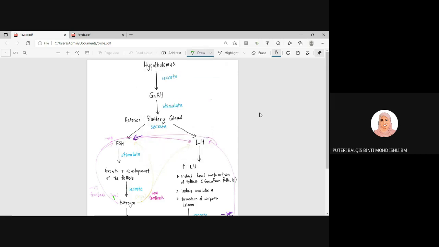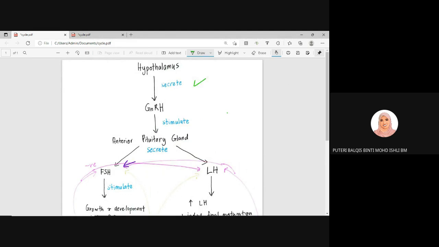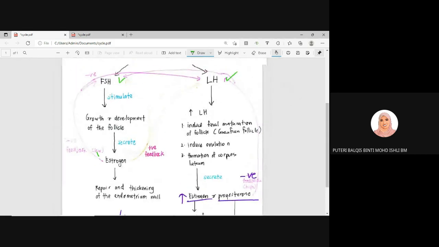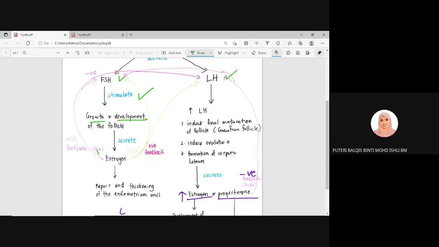Alright, so macam saya cakap tadi, hypothalamus will secrete GnRH. GnRH will stimulate anterior pituitary gland. Anterior pituitary gland will secrete FSH and also LH. Kita tengok FSH dulu. FSH will stimulate growth and development of the follicle. Follicle grow, dia akan secrete estrogen. Tapi disebabkan follicle tu kecil, estrogen dia rendah dulu. Bila estrogen rendah, it will give negative feedback to FSH and also to LH. Why negative feedback? Because we only want one follicle to grow and develop. Supaya daripada beratus-ratus follicle, hanya satu saja yang akan matang and keluarkan secondary oocyte.